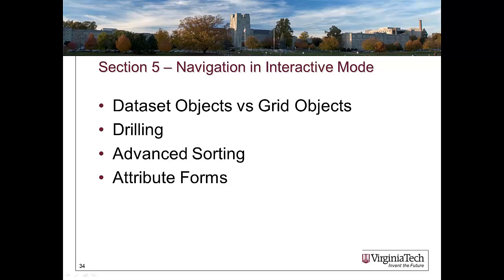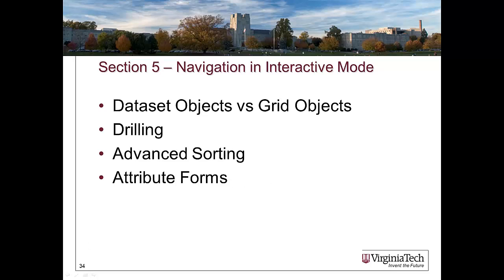Hello, in this section, section 5 of the MicroStrategy Training for Virginia Tech, we are going to cover navigation, just the beginning parts of navigation in interactive mode of a document. So far we've only looked at the express mode, that is the default delivered version of the document. In this section we're going to cover the difference between dataset objects and grid objects. We're going to cover drilling, advanced sorting, and attribute forms.